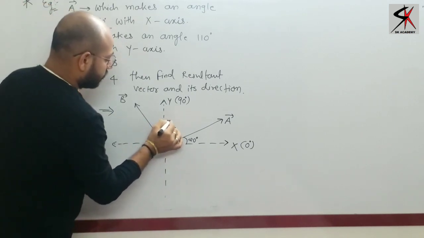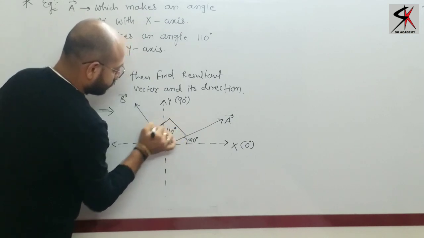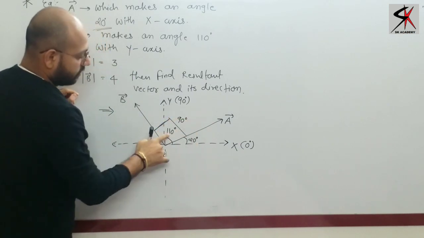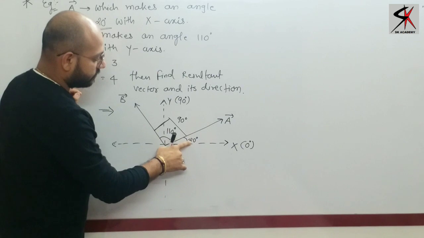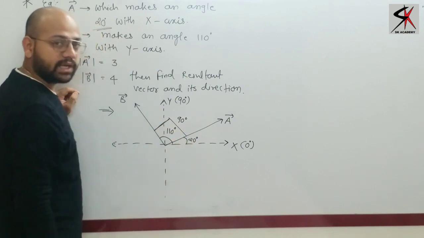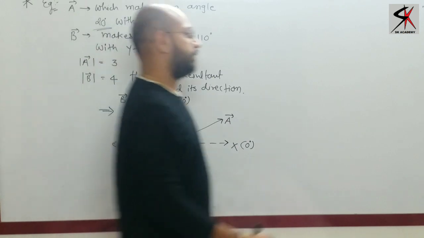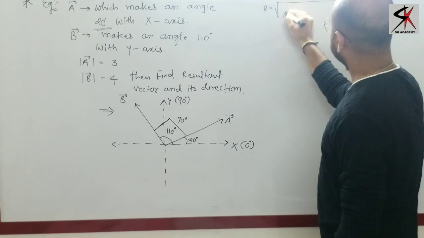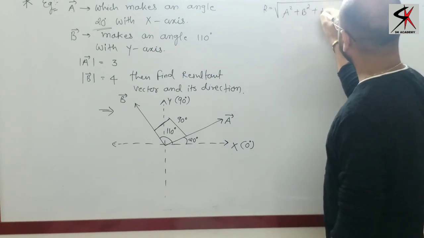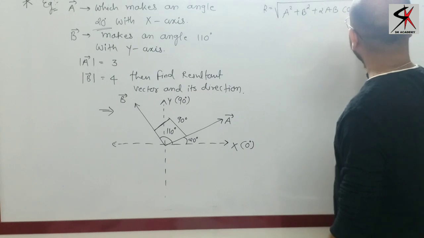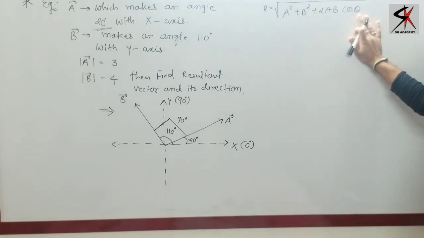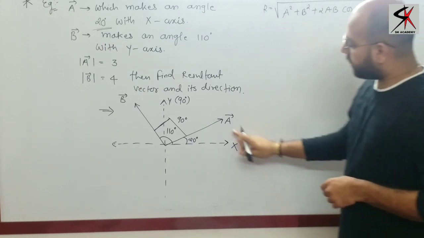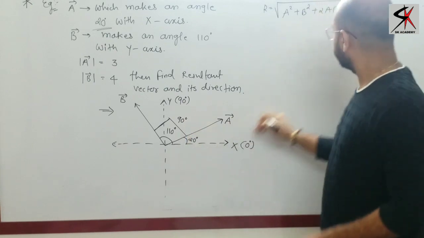What is the angle between A and B now? The angle between A and B is 110 minus 20, so the angle becomes 90°. So now from the formula of resultant, R is equal to under root A square plus B square plus 2AB cos theta. Theta means the angle between A bar and B bar, which here is 90°.